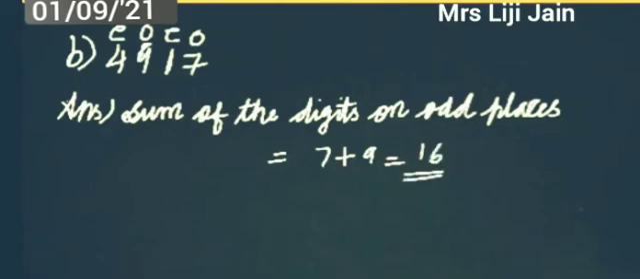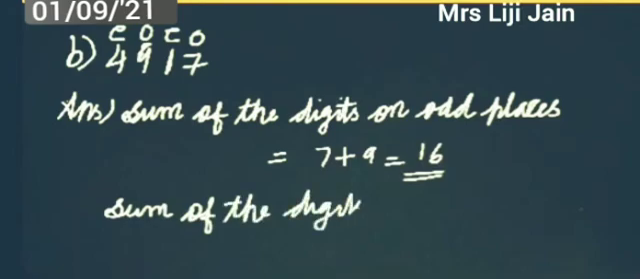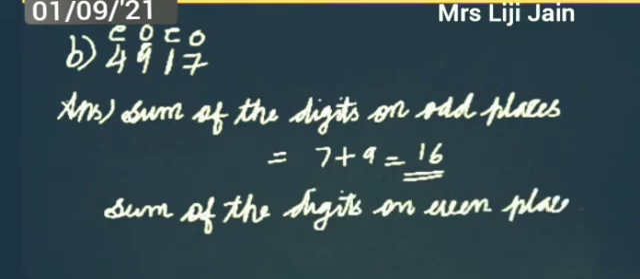Now, then what we have to do? Find the sum of the digits on even places. Sum of the digits on even places is equal to what? Which are the digits on even places? 4 and 1. So 1 plus 4 equal to 5. Next, what we have to find? Yes, their difference, isn't it?